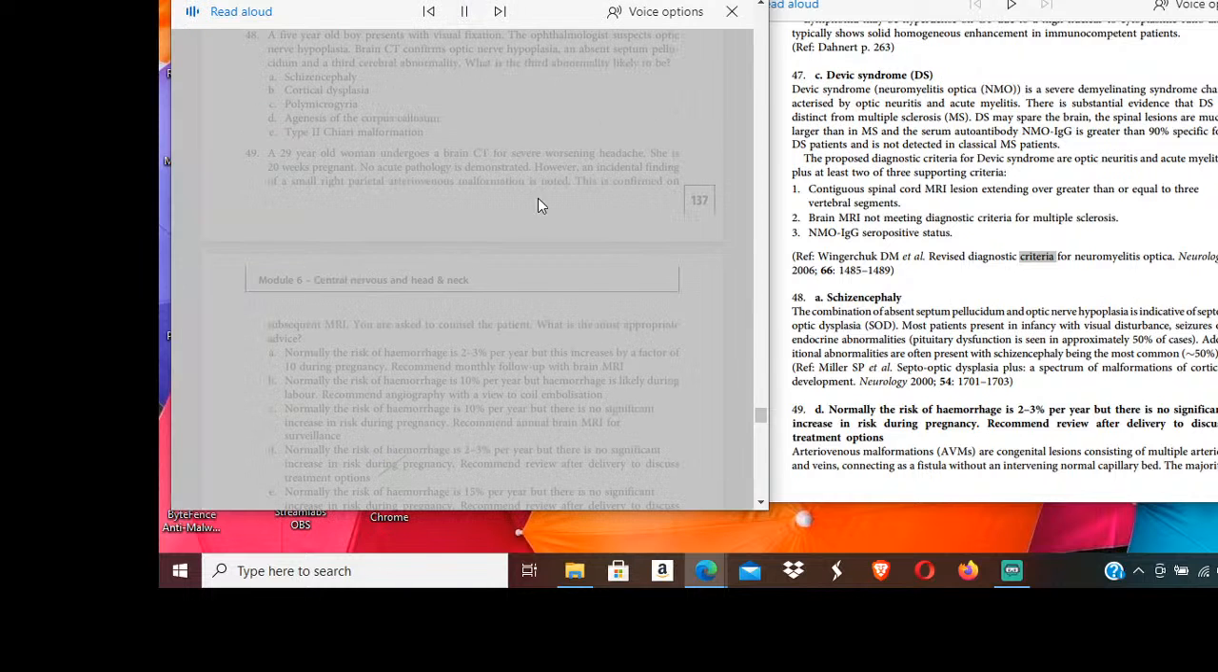48. A 5-year-old boy presents with visual fixation. The ophthalmologist suspects optic nerve hypoplasia. Brain CT confirms optic nerve hypoplasia, an absent septum pellucidum, and a third cerebral abnormality. What is the third abnormality likely to be?